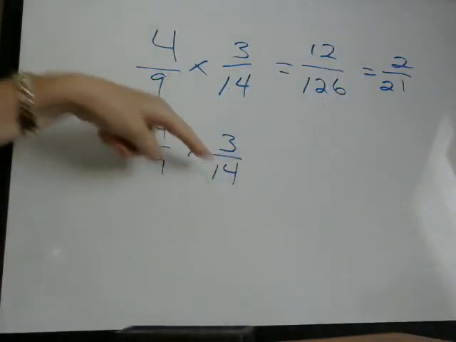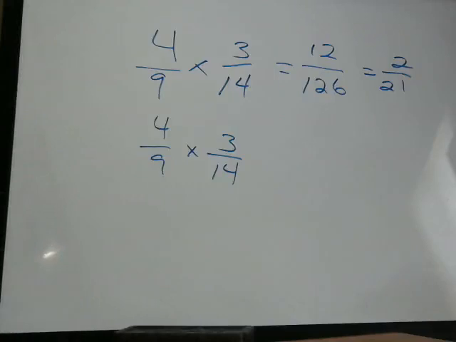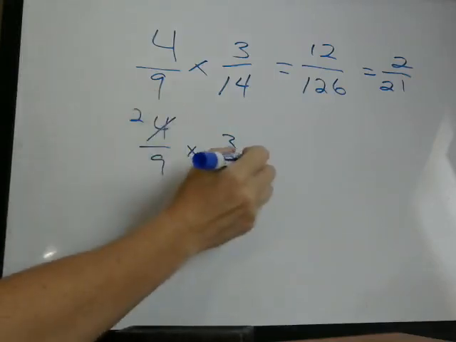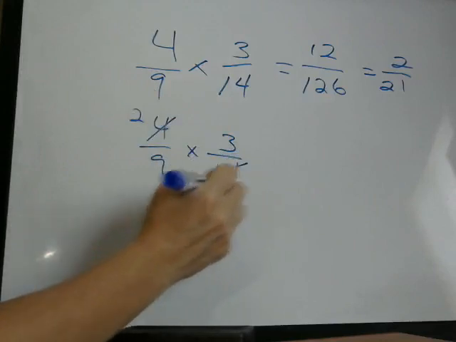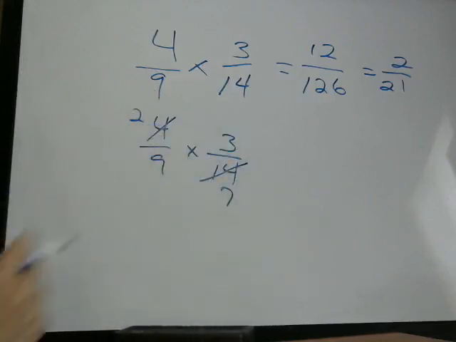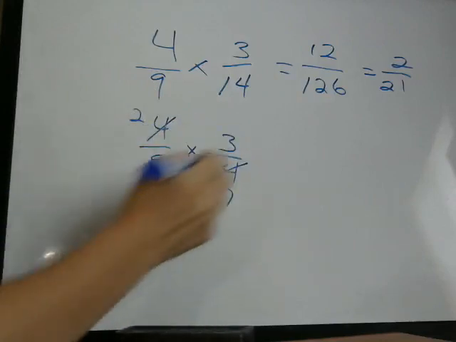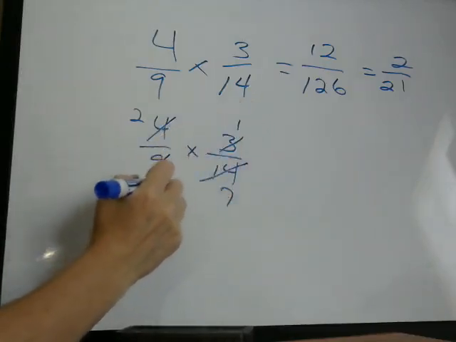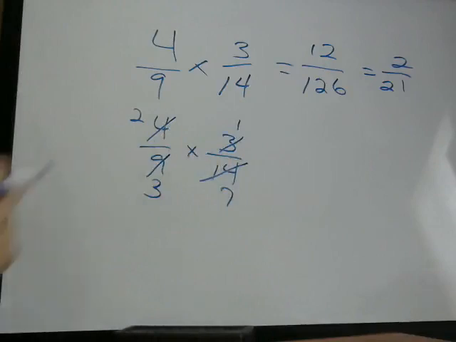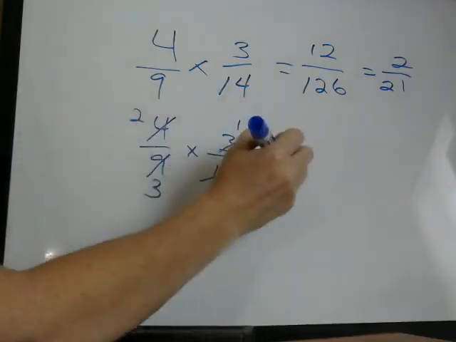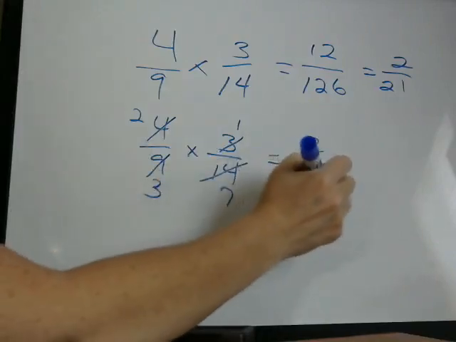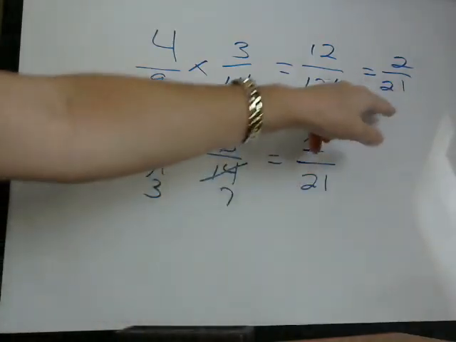Or if we look at this, again, we're looking at the diagonals. 4 and 14 can both be divided by 2. So we make that 4 divided by 2 is 2, 14 divided by 2 is 7. Then we look at the other diagonal. 3 and 9 can both be divided by 3. So 3 divided by 3 is 1, 9 divided by 3 is 3. And then we multiply 2 times 1 equals 2. 3 times 7 is 21. So we get the same answer.